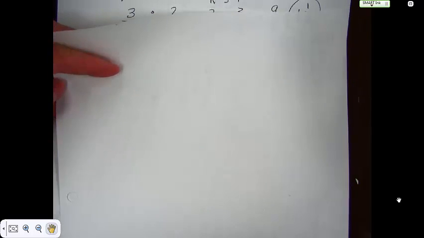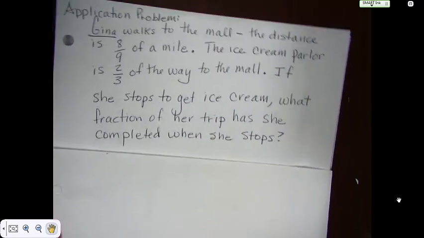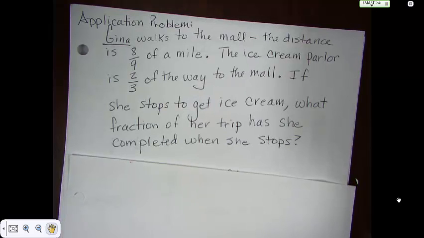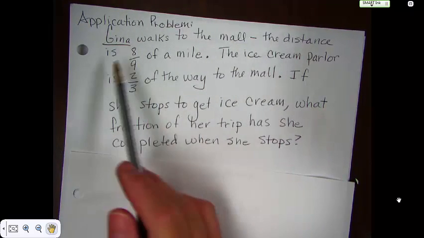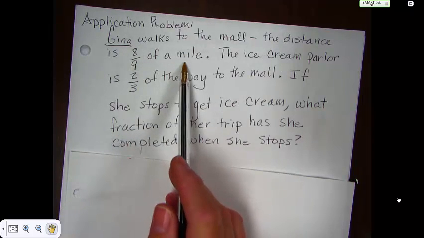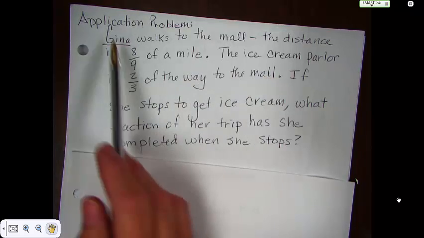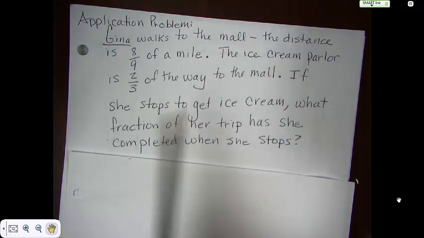Alright, now we're going to apply this just a little bit so that we can do some word problems with it in our homework. An application problem, it's similar to several you'll see in your homework. If Gina walks to the mall, the distance is 8/9 of a mile. The ice cream parlor is 2/3 of the way to the mall. Now I want you to write this problem into your notes, please. Don't just write the work down below. I want the whole problem.